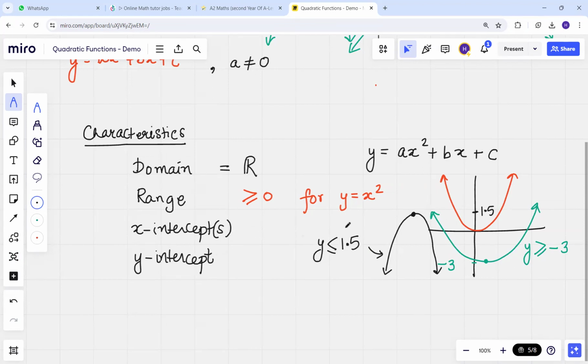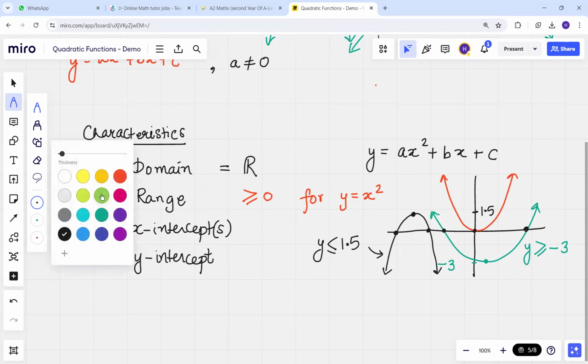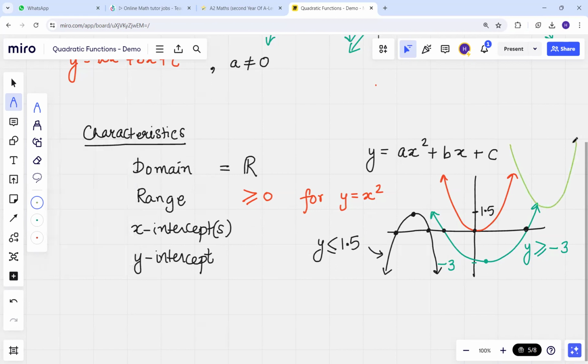The x-intercepts: as you can see, there are sometimes two x-intercepts, like in the green and the black function case, but sometimes only one x-intercept, like in the red function case. And sometimes there are no x-intercepts, like in this case. So how many there are and what they are is something to be investigated later on. We'll come to that later.